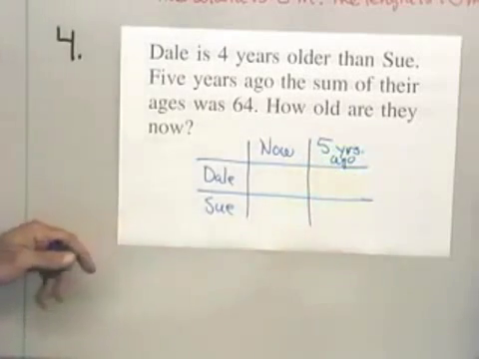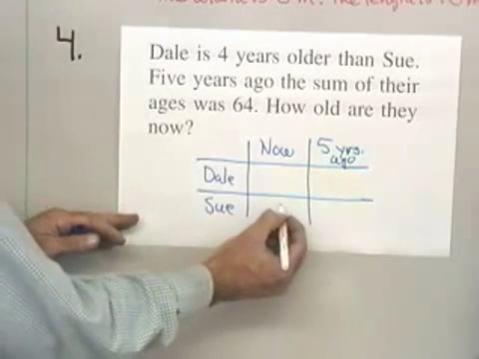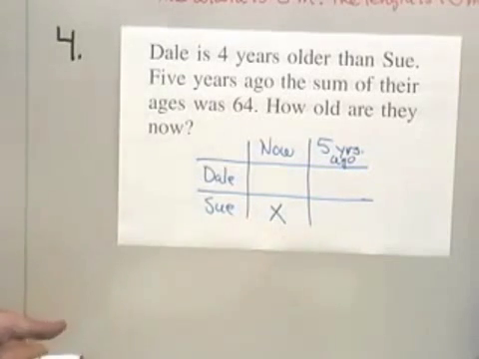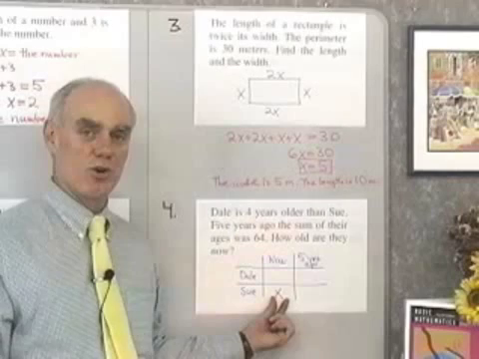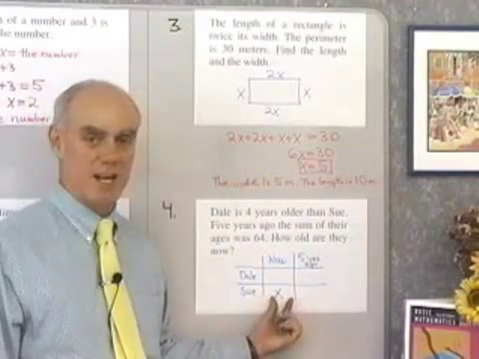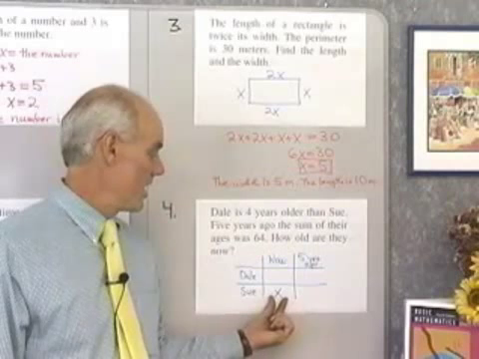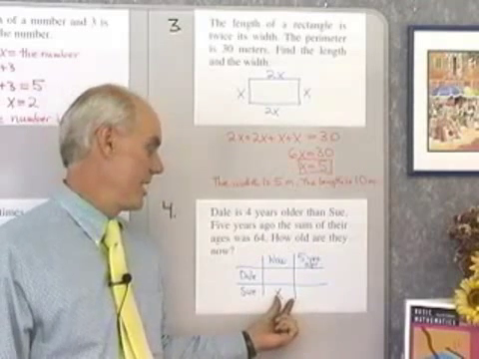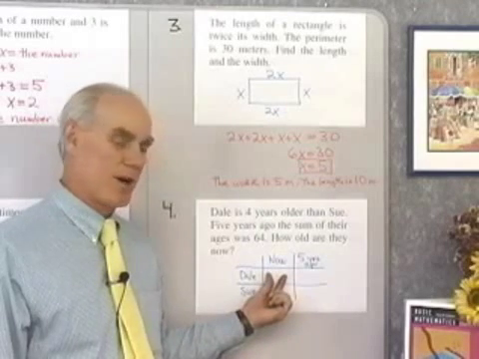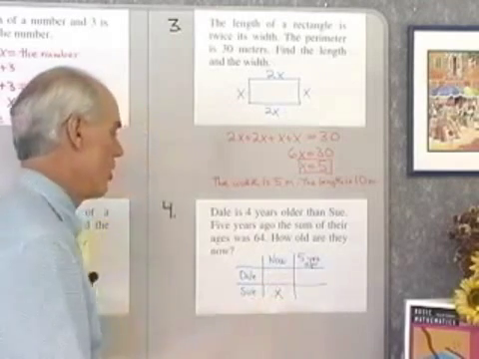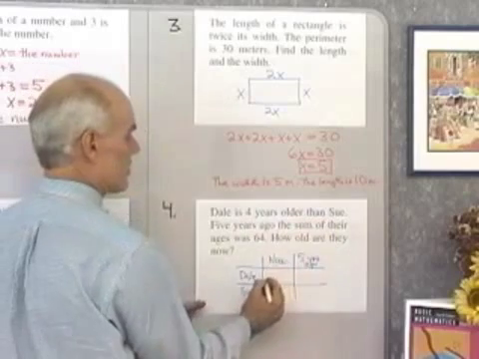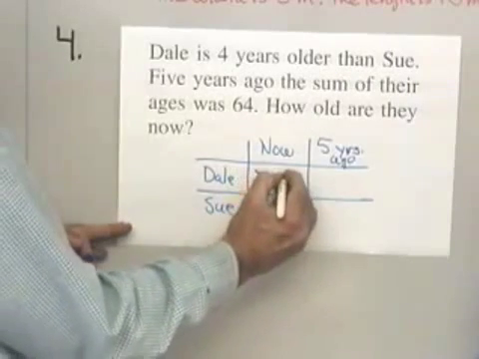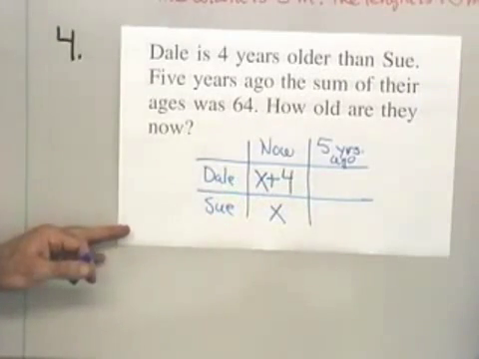Now, if I let x be equal to Sue's age, then I've assigned a variable to one of the unknown quantities in the problem, and I've done it in table form right here. So when I put an x right here, what I mean is that let's let Sue's age now be equal to x. Then I can write Dale's age in terms of that because I know that Dale is 4 years older than Sue. So whatever Sue's age is, Dale is 4 years older than that.